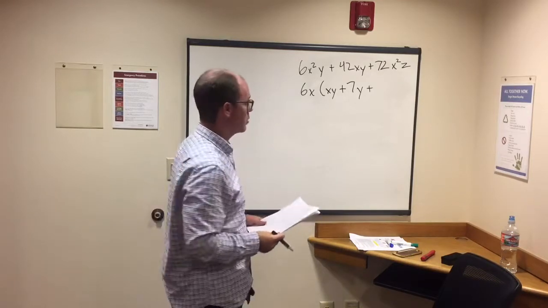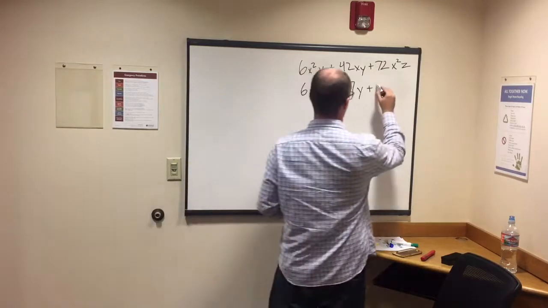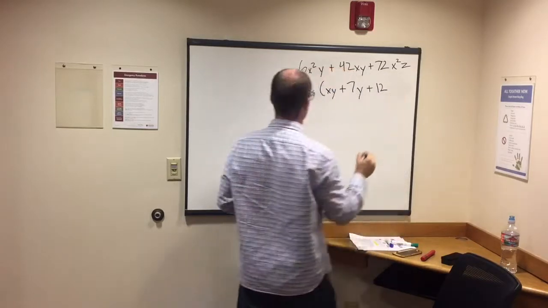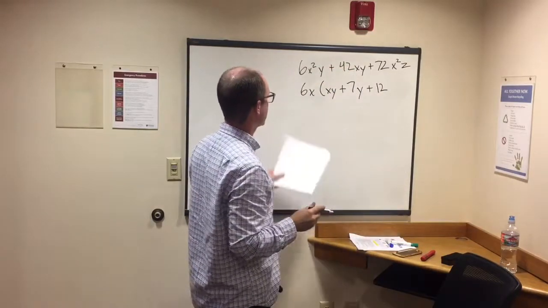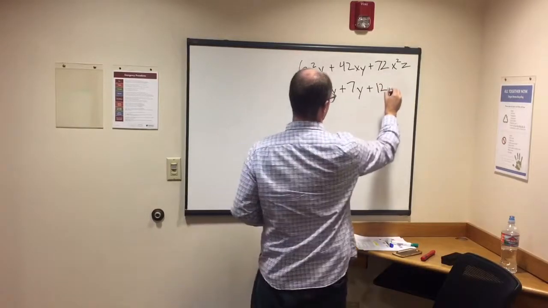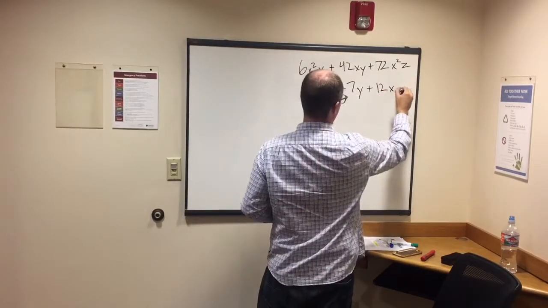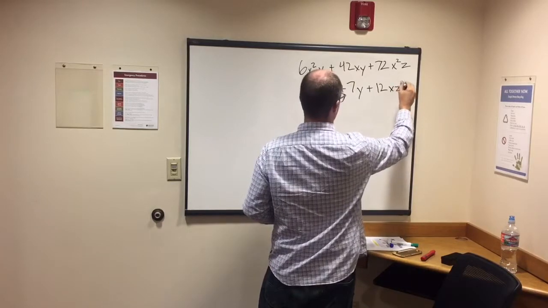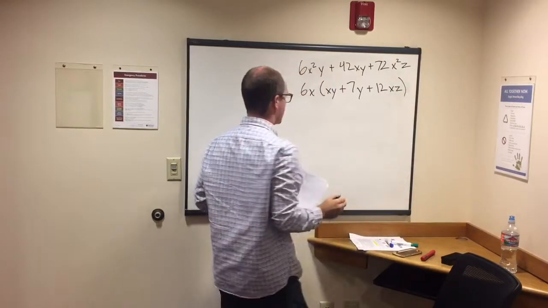And the final one, 72. Okay, so 6 times 12 is 72. So I start with that 12. Got a 6x here. Again, x times x gives me this x squared up here that I need. So I need to put an x on here. And then we've also got a z, the only place z exists in this expression. And that's what I do.